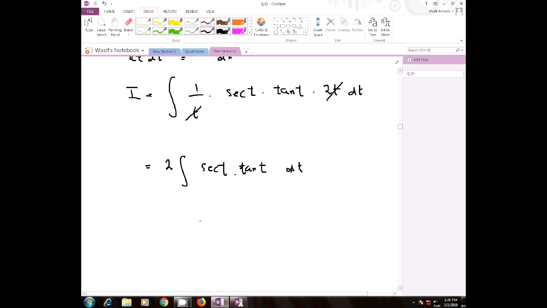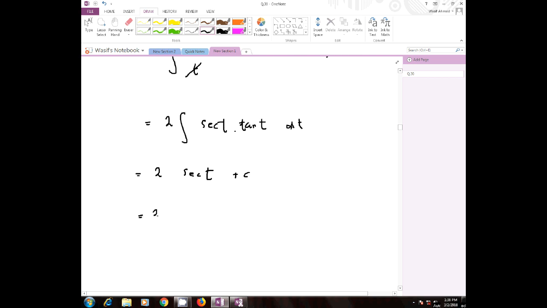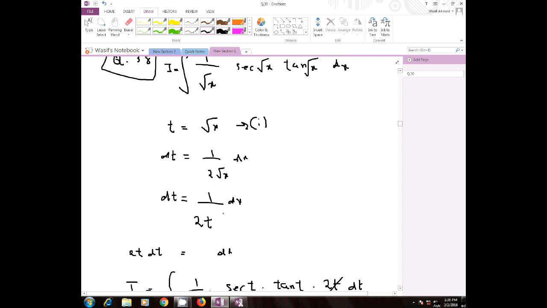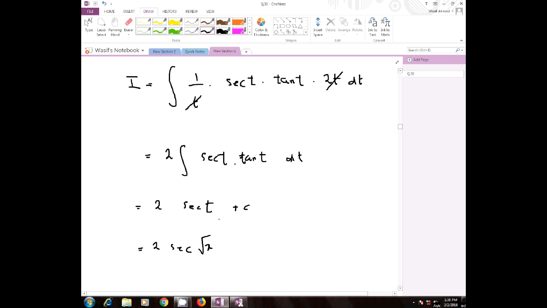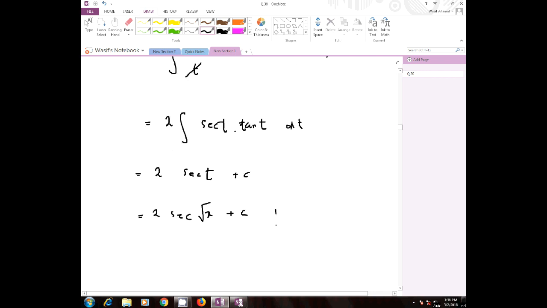We know that the derivative of secant x is secant x tan x, so the integral of secant t tan t is simply secant t plus the constant of integration, times 2. Instead of t we have square root x, because t is equal to square root x is our substitution, plus the constant of integration. This was a very simple and cute question.